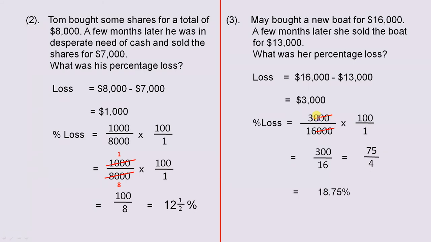Now here you've noticed I've crossed off 3 zeros and I've crossed off 3 zeros here. That's exactly the same as dividing the numerator and the denominator by 1,000. So that leaves us with 3 here and 100. So 3 times 100 is 300. 16 times 1 is 16. 300 over 16, when you cancel it down, is 75 over 4, which is 18.75%. So that is the percentage loss.